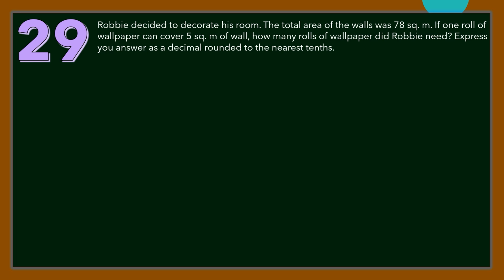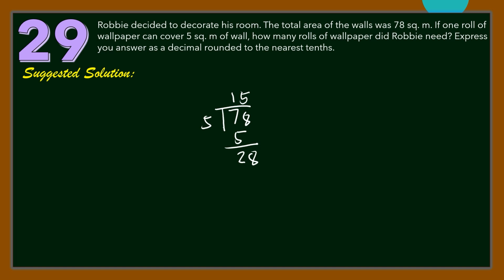For our suggested solution, we're going to divide 78 by 5. So that will be 78 divided by 5. We have 1 times 5, subtract, bring down 8. So that would be 5 times 5, 25, subtract. That will be 3. Then let's get a decimal, bring down 0. 30 divided by 5 is 6. Hence, that is equal to 15.6.